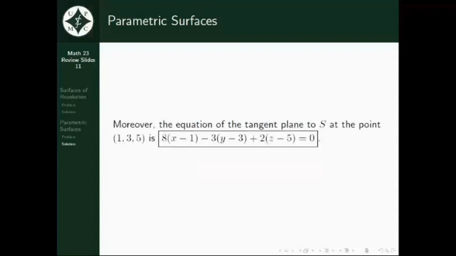Moreover, the equation of the tangent plane to S at the point (1, 3, 5) is 8 times (x minus 1) minus 3 times (y minus 3) plus 2 times (z minus 5) is equal to 0.